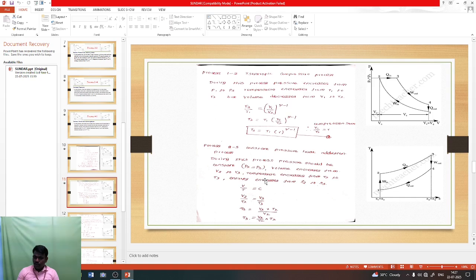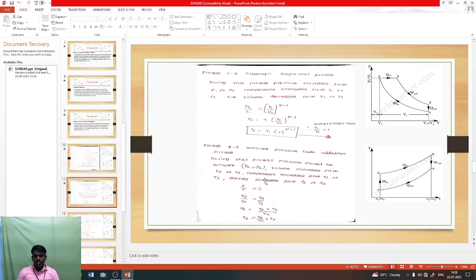Temperature increases from T2 to T3 in the TS diagram. Entropy increases from S2 to S3 in the TS diagram. So by using this, we can write V by T. Since the pressure is constant, volume divided by temperature, V by T, is equal to a constant.